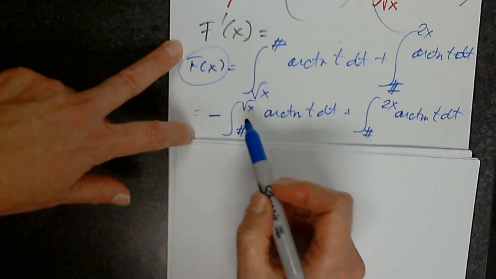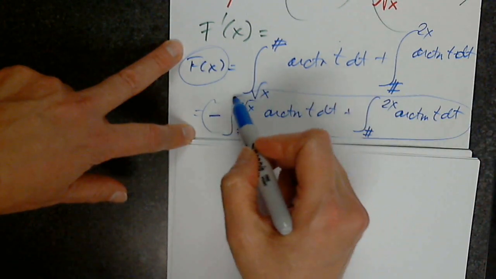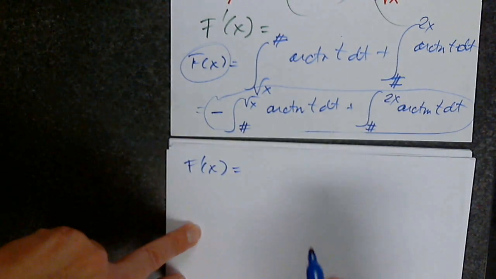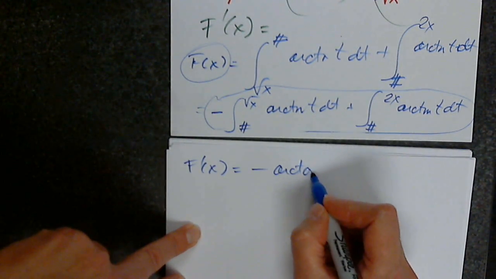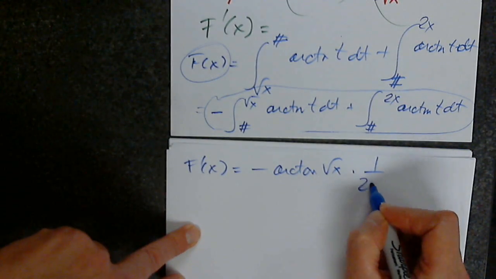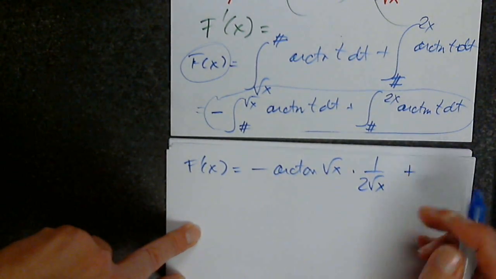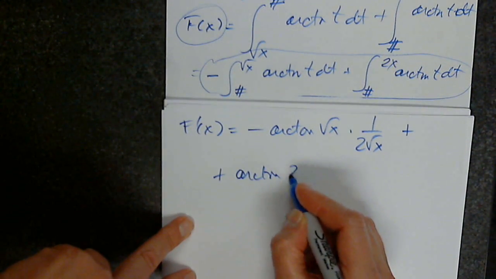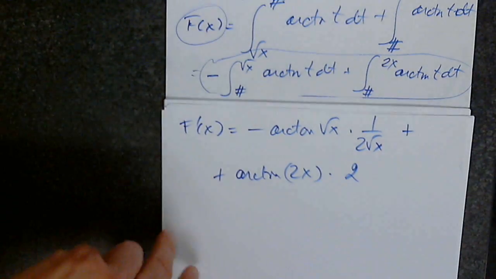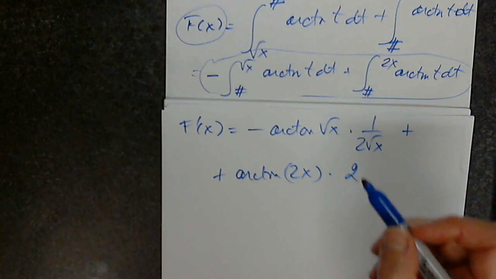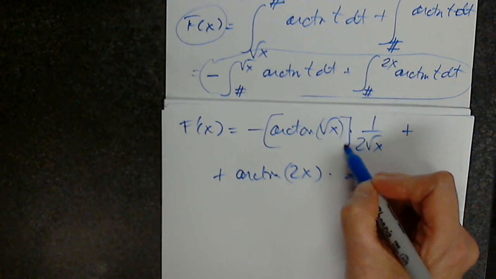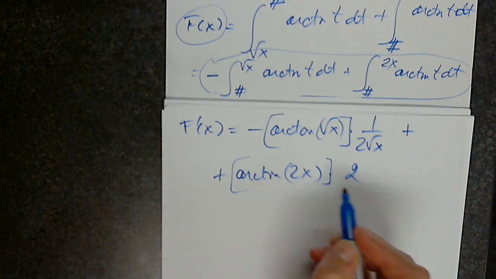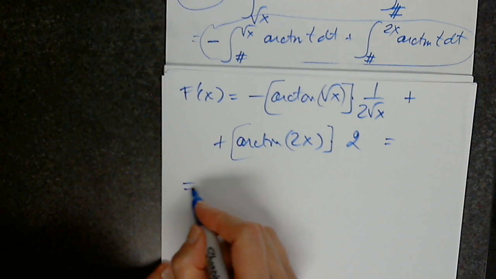Now I differentiate this, and I differentiate this. So you have F prime of x equals negative arctangent of the square root of x times 1 over 2 square root of x, excellent, plus arctangent of 2x times 2, excellent. Of course, you cannot simplify. This is separate from that. And this is separate from this. So you can rearrange it if you want, and I would.